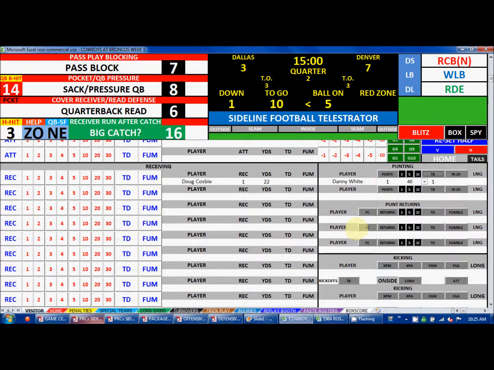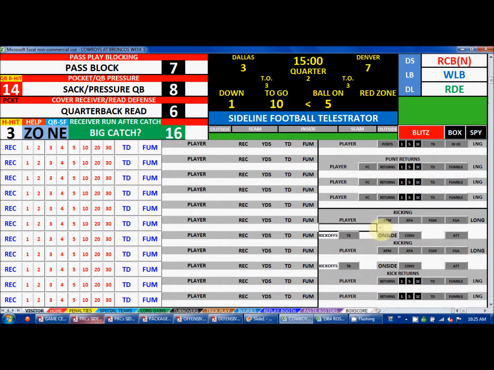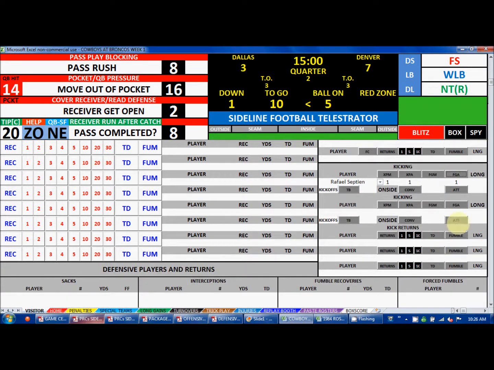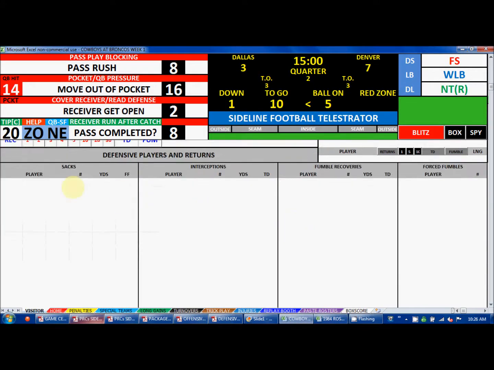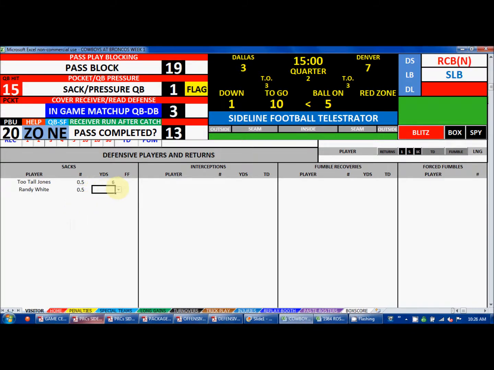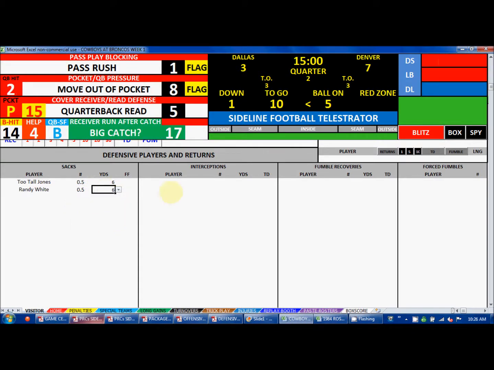Punt returns, field goal kicks, let's say Raphael Septien makes an extra point, attempts a field goal, etc., etc. Everything that you would normally keep track of on a stat sheet, you can enter it here. Let's say, scroll down, maybe Too Tall Jones and Randy White combine on a sack. Well, you enter both of their statistics there.